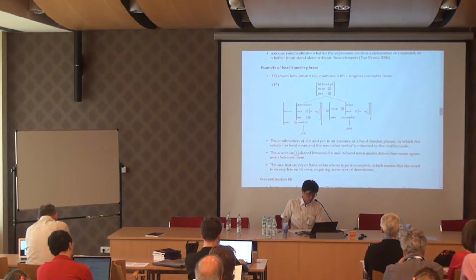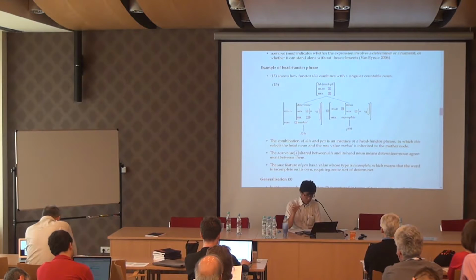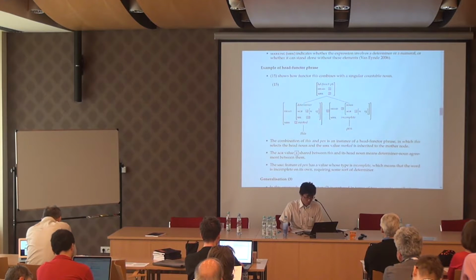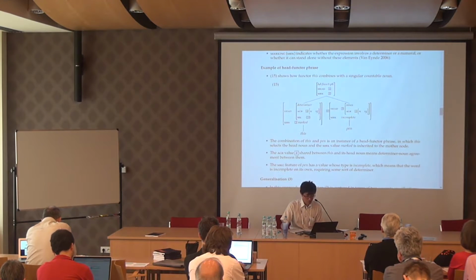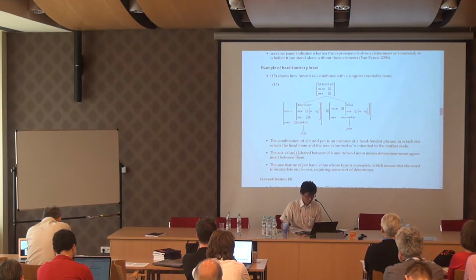Number 15 shows how the functor this determiner combines with a singular countable noun. The marking value of pen is incomplete, which means that the word is incomplete on its own, and it requires some sort of determiner. The determiner this combines with pen to form a head functor phrase, in which, according to the constraint in number 14, this selects the head noun, and the value of marking is inherited to the mother node. The agreement value, tagged as 4, shared between this and pen indicates determiner-noun agreement between them.